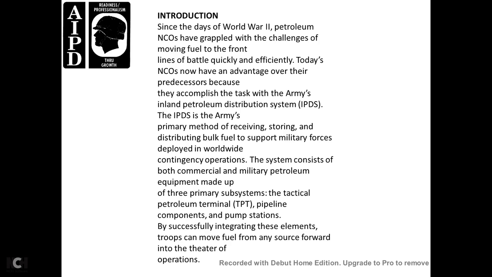To support military forces deployed in worldwide contingency operations, the system consists of both commercial and military equipment and is made up of three systems. The tactical petroleum terminal and pipeline components and the pump station are successfully integrated with these elements. The troops can move fuel from any source found in the theater of operation.